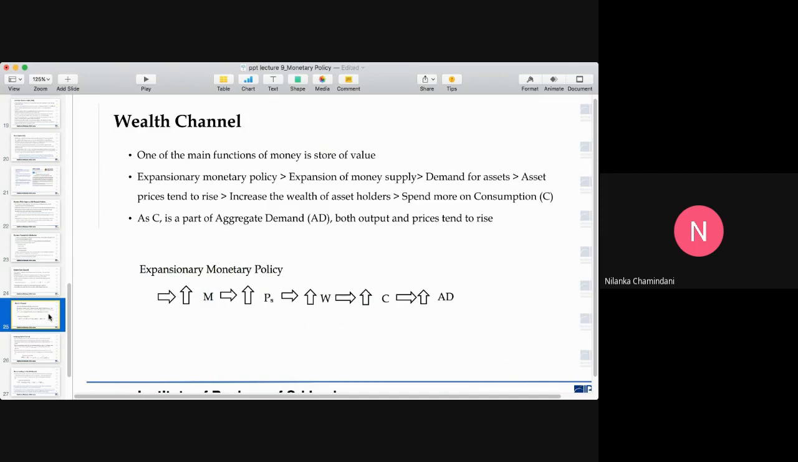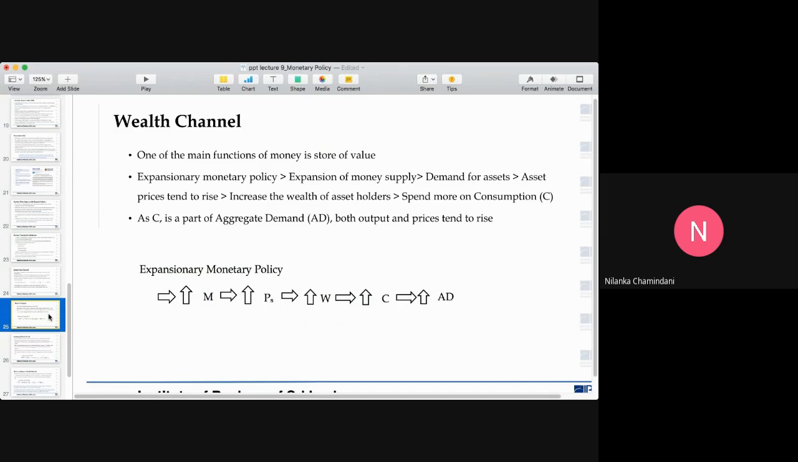When demand for an asset increases in the market, we know that when demand increases, prices also increase, if there is no commensurate supply increase. If supply is not increasing, the price can increase, raising the wealth of asset holders. So people are there with more and more gold as their assets, and they feel very rich because the value of their asset is now increasing.